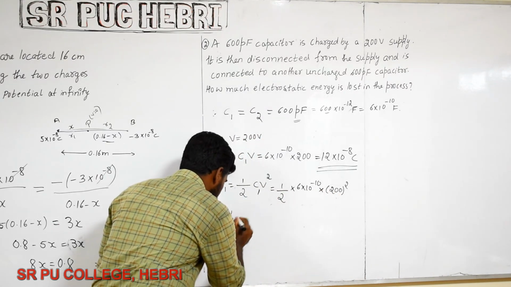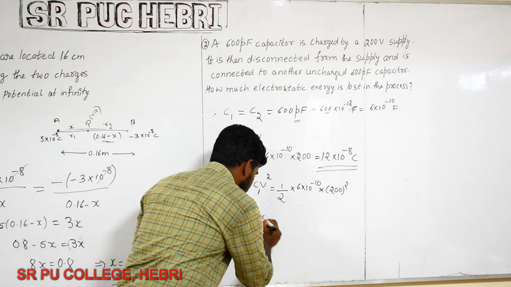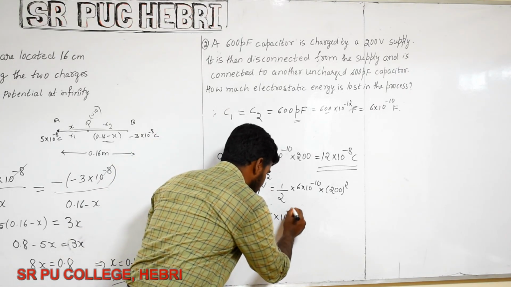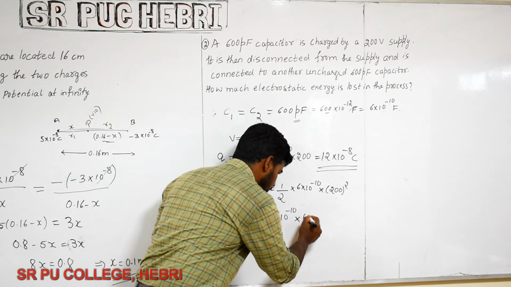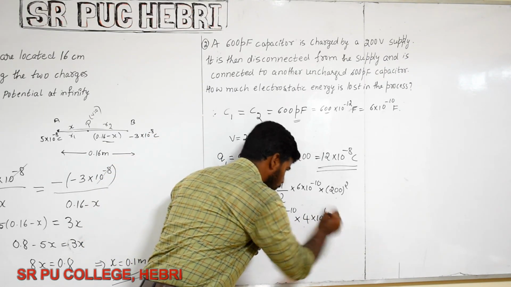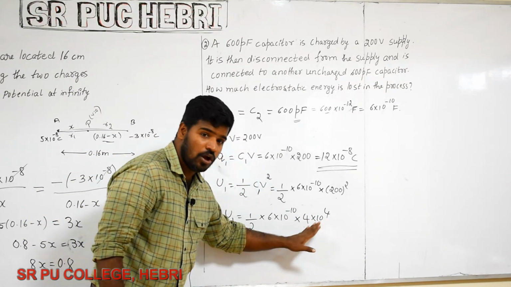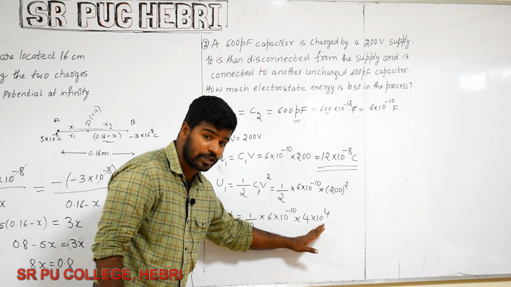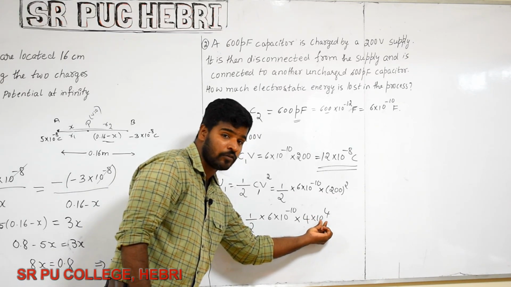Therefore, in the simplification, U1 is equal to half, and the value of C1 I write as 6 into 10 raised to the power minus 10, into 200 square, which is 40,000. I write it as 4 into 10 raised to the power 4. Is it clear? Do you know why I wrote it like this? 200 into 200 is 40,000, which is expressed as 4 into 10 raised to the power 4. We can write 40,000 like this.